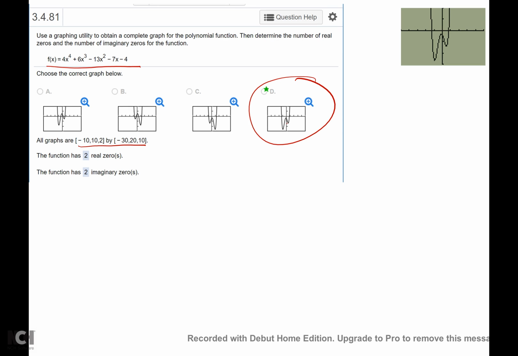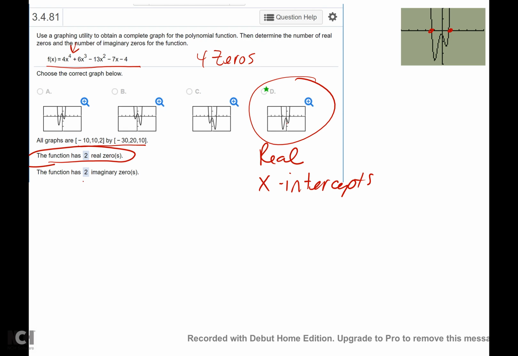Now, I've got to have 4 zeros all together. The real ones are the actual x-intercepts. And then whatever is left over has to be the imaginary ones. So I can plainly see that this thing only crosses the x-axis twice, which means there are 2 real zeros. And since there's got to be a total of 4, that means there are 2 imaginaries.